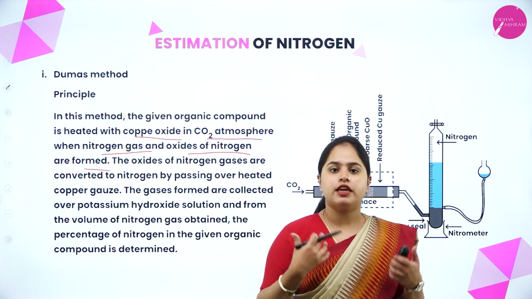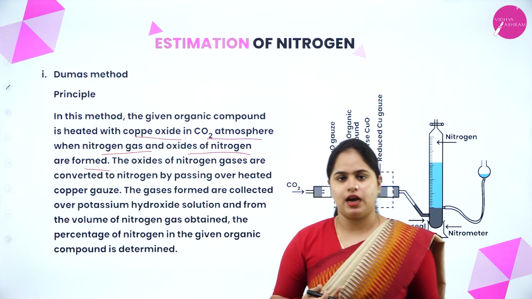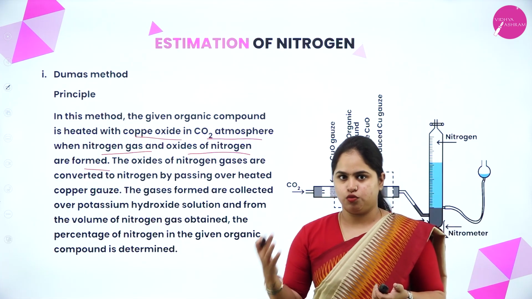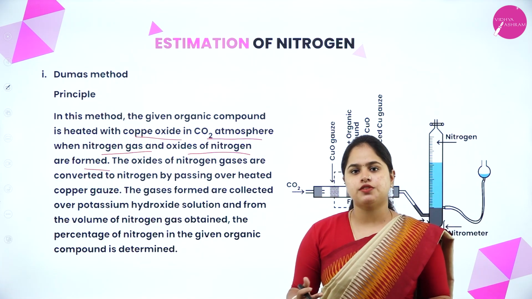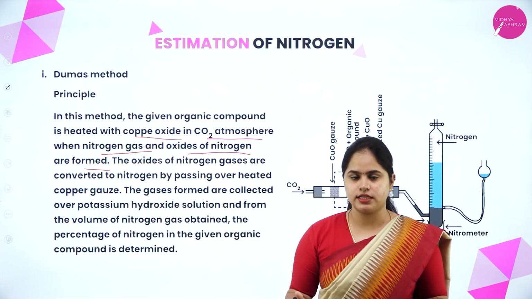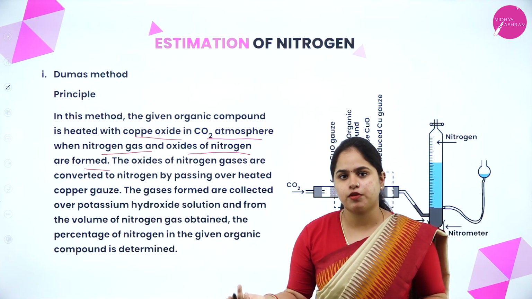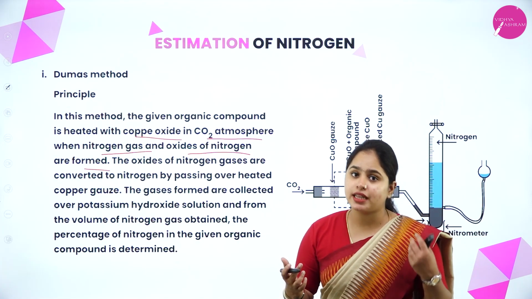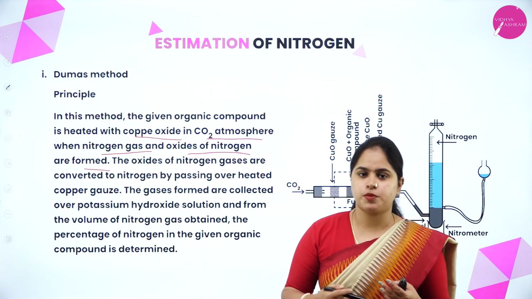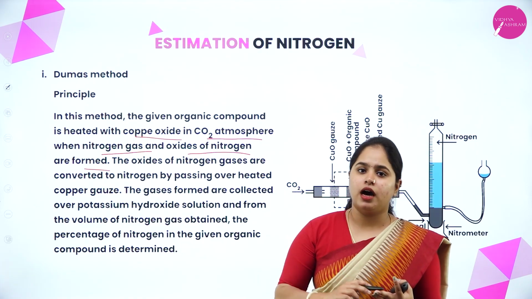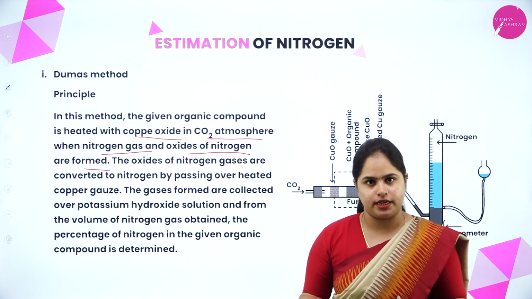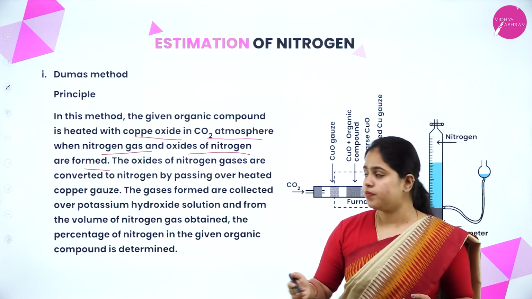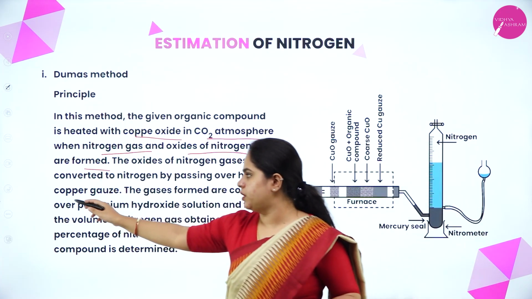Okay. So if the organic compound is containing carbon, that will be converted to carbon dioxide. Hydrogen will be converted to water. And nitrogen will be converted to nitrogen oxides, and then the nitrogen oxides will be further converted into nitrogen gas. So in this method, you will be getting gases: water from hydrogen if it is present, carbon dioxide from carbon, nitrogen gas from nitrogen, right? The oxides of nitrogen are converted to nitrogen by passing over heated copper gauze.